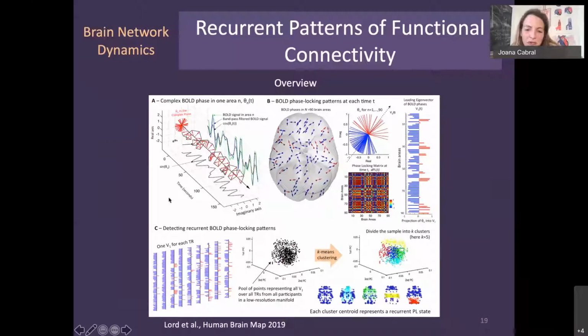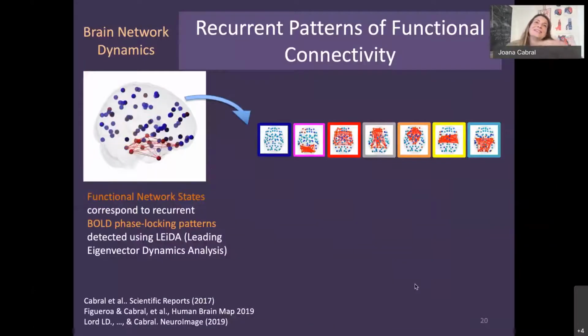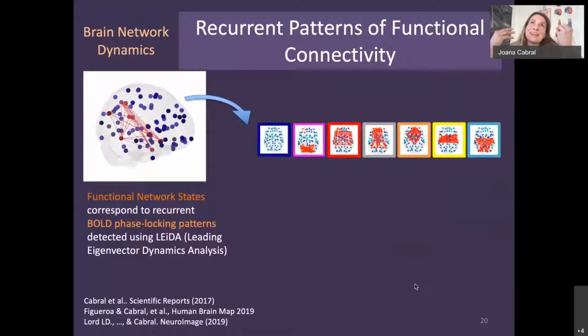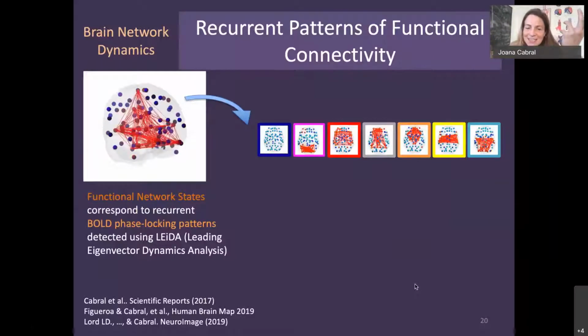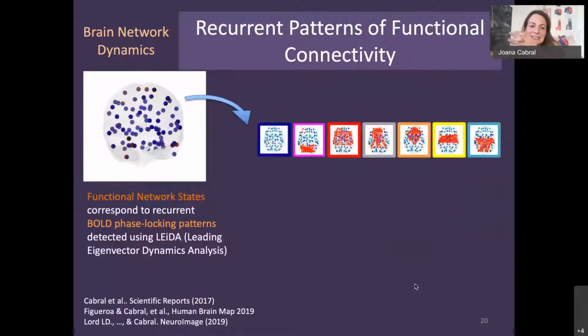So this is an overview of the methodological approach, where we have the signal in each brain area, we compute the eigenvector at each instant of time, then we cluster them and we detect these recurrent phase locking states. Now, in theoretical or conceptual terms, what this helps us to understand is that functional network states can be approached as a trajectory in state space.